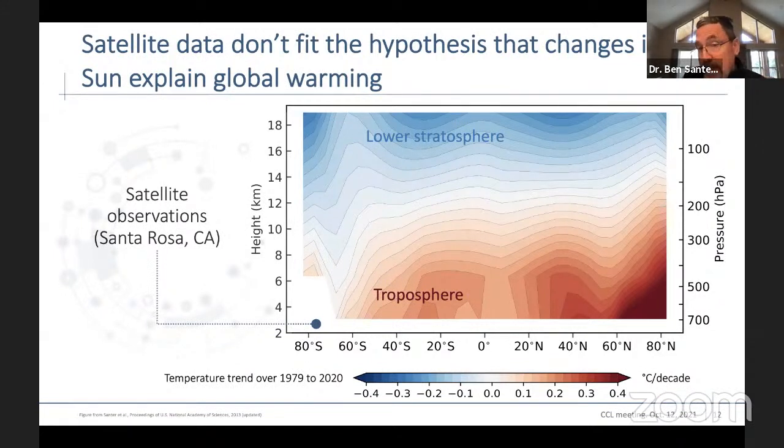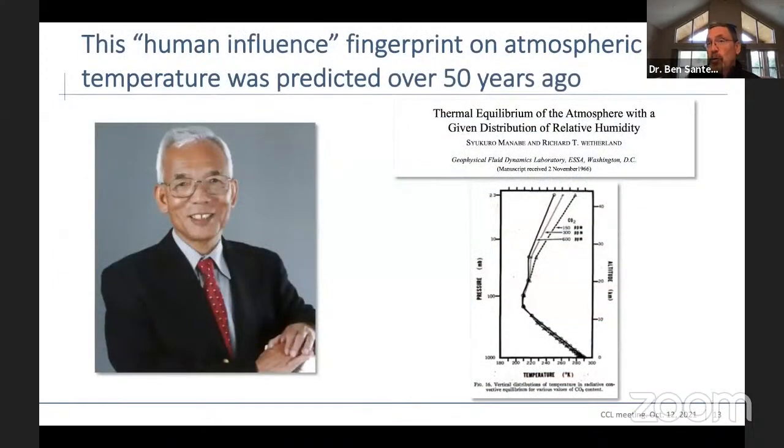So the important thing I think about this vertical fingerprint and the power of looking at patterns is that this guy here, who was one of the other co-recipients of the 2021 Nobel Prize in Physics, Suki Manabe, predicted this vertical temperature fingerprint over 50 years ago in a paper published in early 1967 in the Journal of Atmospheric Sciences. So Suki Manabe was awarded the Nobel Prize for his work in climate modeling. He is literally one of the intellectual leaders of the enterprise of climate modeling.